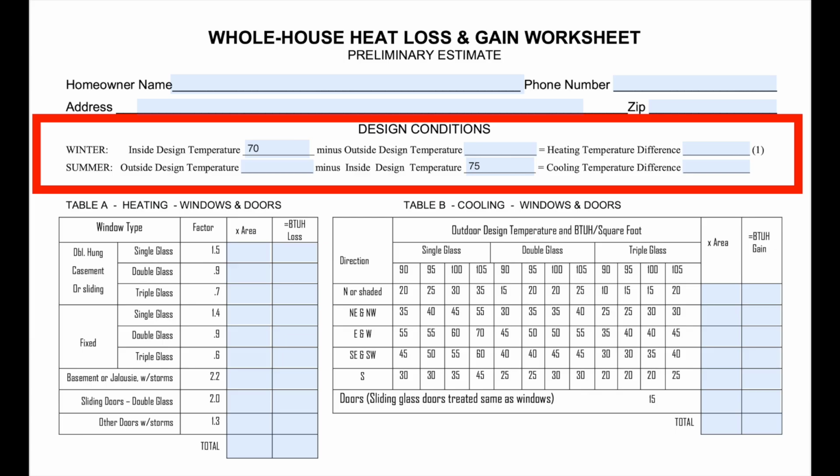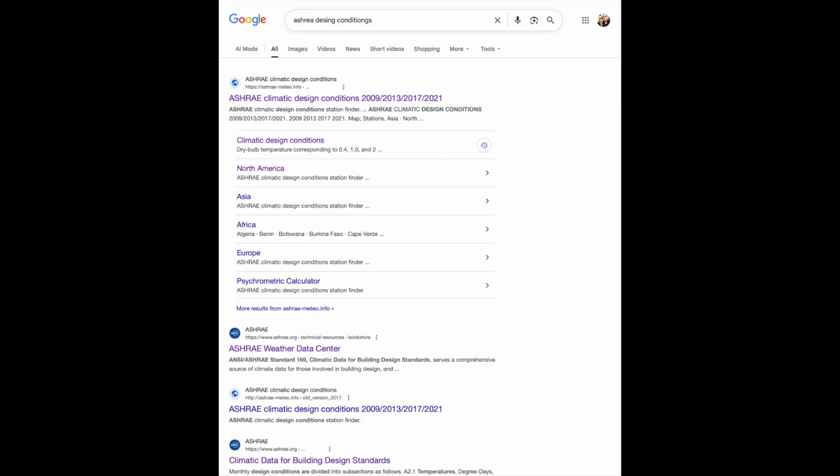Because those different areas affect homes differently, and they build homes differently in those areas. So all of that plays into designing the HVAC equipment. We're going to figure out where we're going to get this information from. We don't have to go very far. We can open up Google and type in ASHRAE climate design conditions.